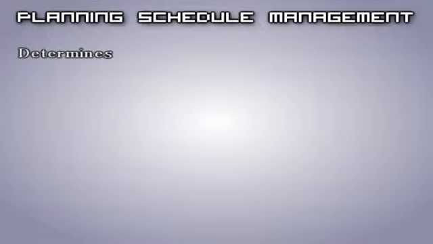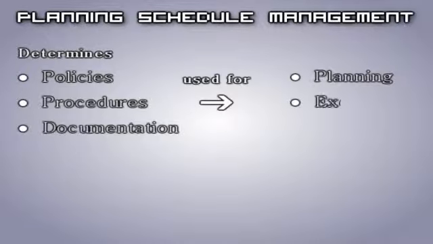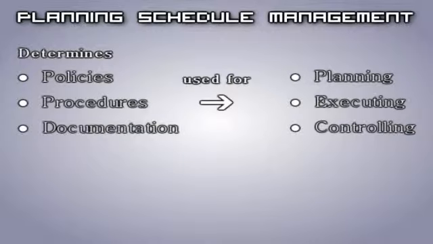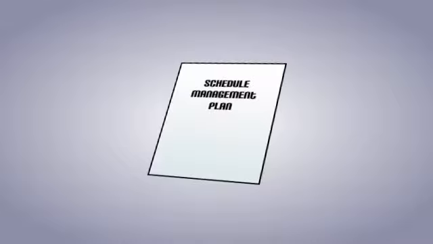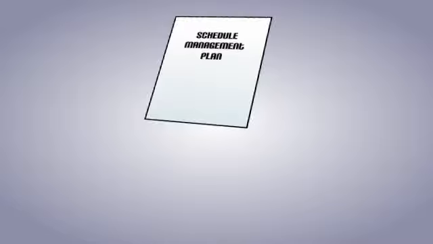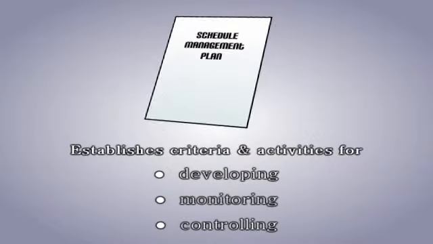This process determines the policies, procedures, and documentation used for planning, executing, and controlling the project schedule. It provides guidance and directions on how the project schedule should be managed throughout the project. To assist with the development, management, and control of the project, it is important to develop a schedule management plan. The schedule management plan is a component of the project management plan, which establishes criteria and activities for developing, monitoring, and controlling the project schedule.